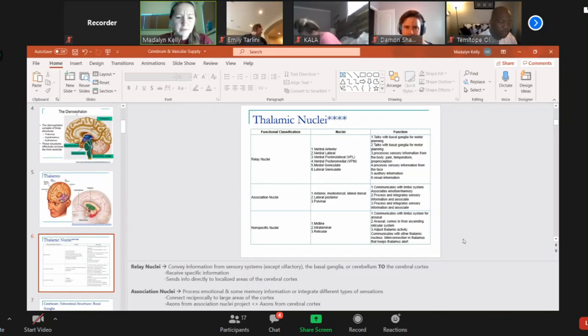The non-specific is going to deal mainly with regulating the consciousness, arousal, and attention. And then something I noticed with these was with the association, it goes to places of the cortex, and then those places go straight back to it. Non-specific, it projects to widespread areas of the cortex. So I remember the function, like the reasoning of non-specific, I relate it to widespread. There's not a specific place it goes to.